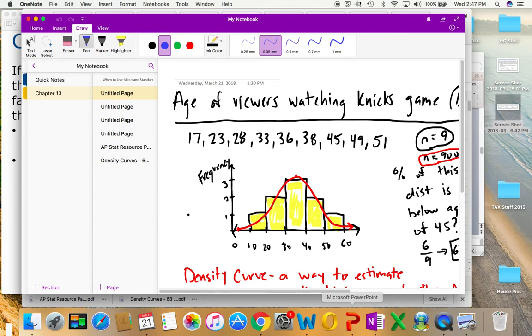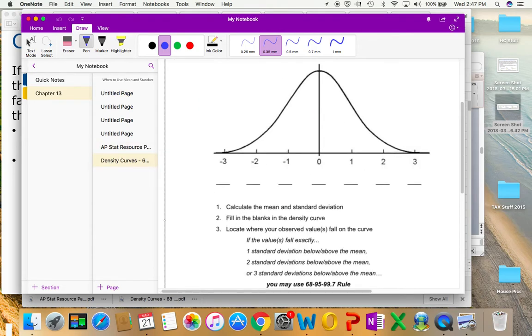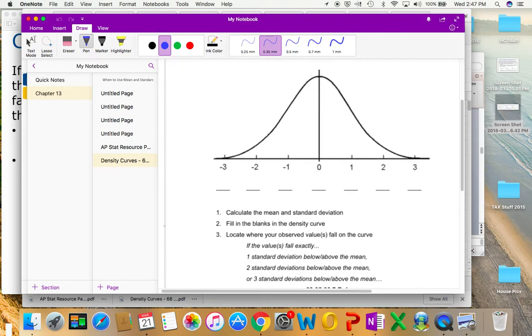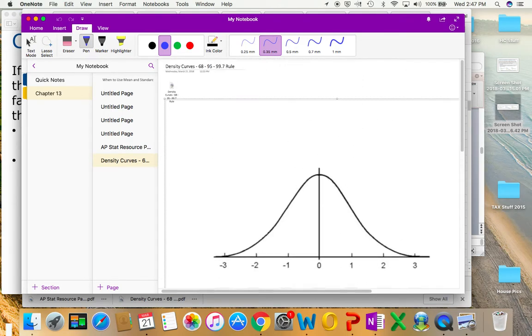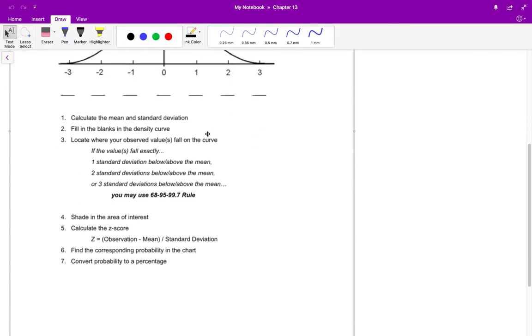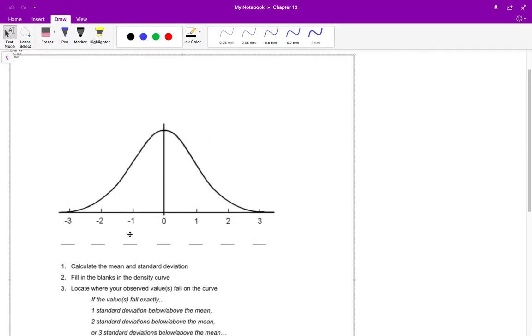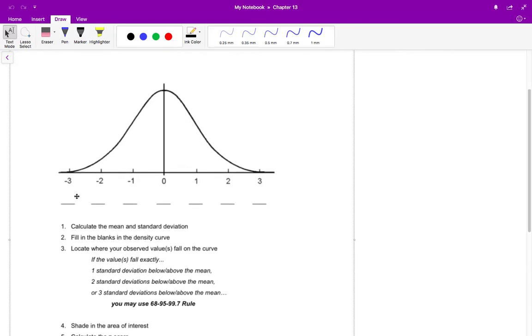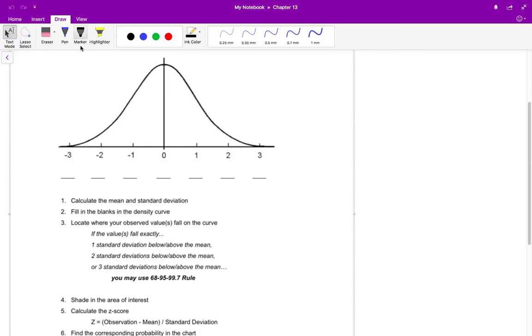And I'm going to jump back to my notebook, and I'm actually going to use that PDF of that step-by-step process on calculating percentages. Okay, so let's make this a little bit bigger. And once again, my goal with this is to answer some questions on the likelihood of players being between certain ages and them not. So let's calculate the mean and the standard deviation, which we did first. And I'm just going to write off here to the side. The mean, it was 26, and the standard deviation was 4. And then fill in the blanks in the density curve, okay, is my next step.